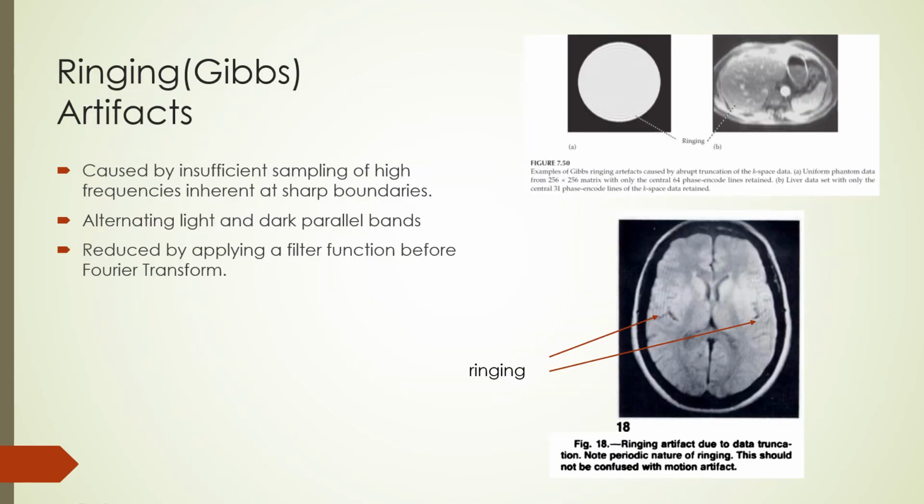Ringing artifacts are also called Gibbs artifacts and are caused by insufficient sampling of high-frequency data inherent at sharp boundaries. It appears as alternating light and dark parallel bands. The effects of Gibbs ringing can be mitigated by applying a filter function prior to Fourier transform. The trade-off is a reduction in spatial resolution.